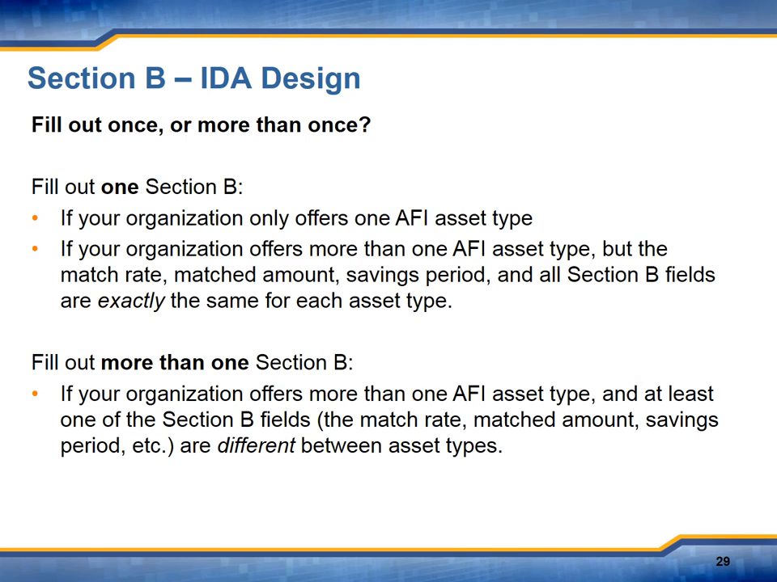Fill out one Section B if your organization only offers one AFI asset type, or if your organization offers more than one AFI asset type, but the match rate, matched amount, savings period, and all Section B fields are exactly the same for each asset type. Fill out more than one Section B if your organization offers more than one AFI asset type, and at least one of the Section B fields, the match rate, matched amount, savings period, etc., are different between asset types.